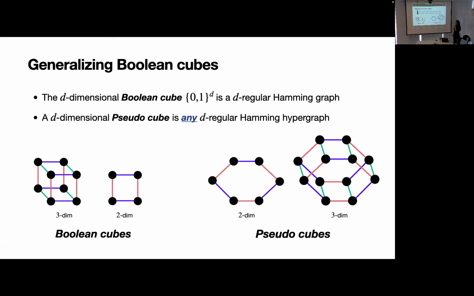We generalize this by defining the notion of a d-dimensional pseudocube. A pseudocube is any d-regular graph over d coordinates. You can see examples of two-dimensional and three-dimensional pseudocubes that are very different from the cube-like structure.